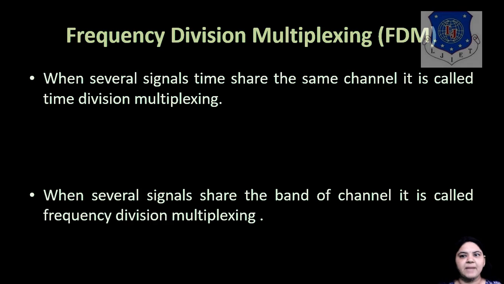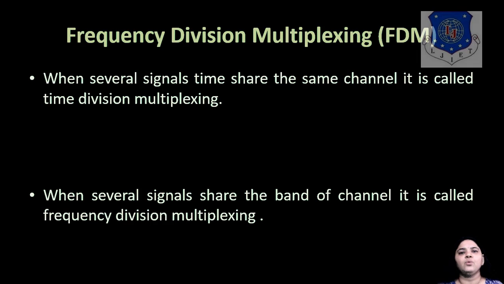Next is multiplexing. What is multiplexing? Multiplexing means combining signals and transmitting them over one communication channel. There are two types of multiplexing: one is time division multiplexing, and the other is frequency division multiplexing. When several signals share the same channel, it is called time division multiplexing.